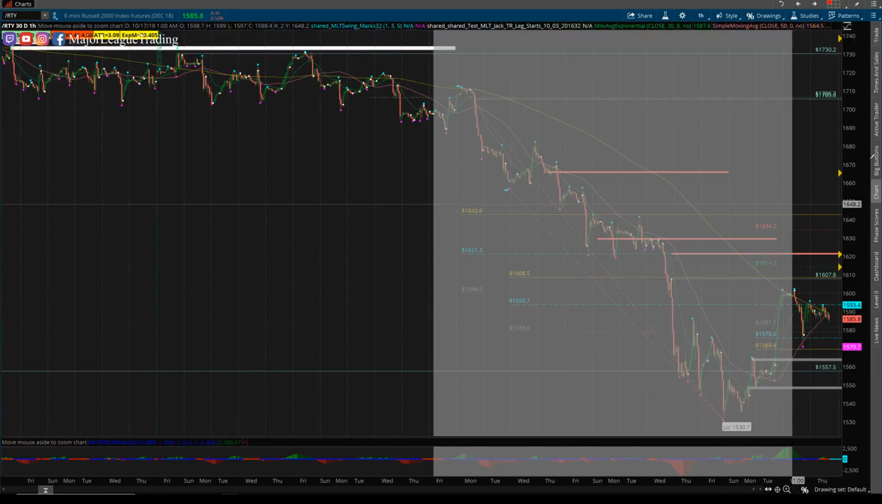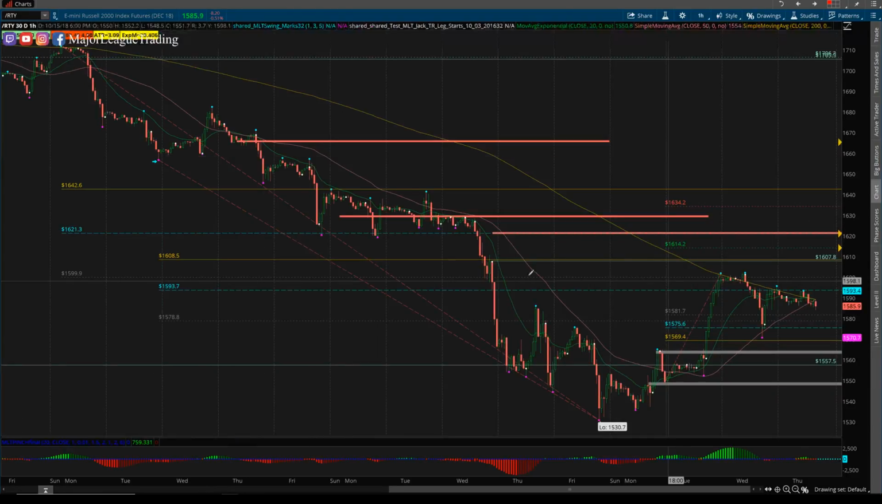As far as support and resistance levels go, above us, I have a leg start from Wednesday at 1607. Above that, I have a traditional halfway back. There will also be a completion at 1614.2. The two levels I really like in the Russell right now are one, resistance at 1621, which is the full halfway back from the high of the month to low. And then the other level I like is marked off with this gray box at 1563. The low of last Friday to high is just above that.